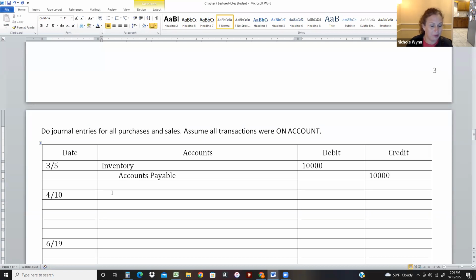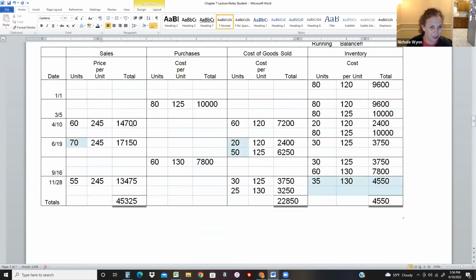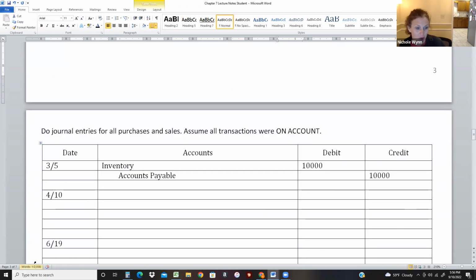On April 10th, we sold inventory. So revenue of 14,700, COGS of 7,200. Now, when you sell inventory, there's always two parts. So we have the sale with money coming in, and we have the expense with money going out, with inventory leaving the building. So every time we sell inventory, we do a journal entry that looks something like this.